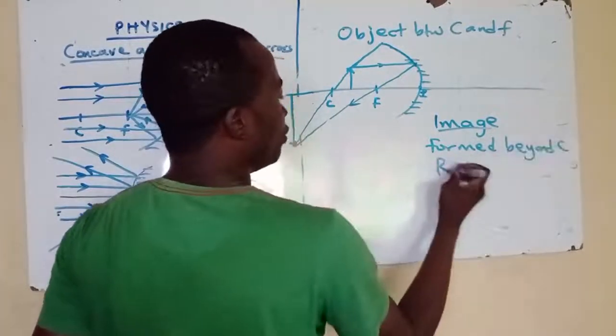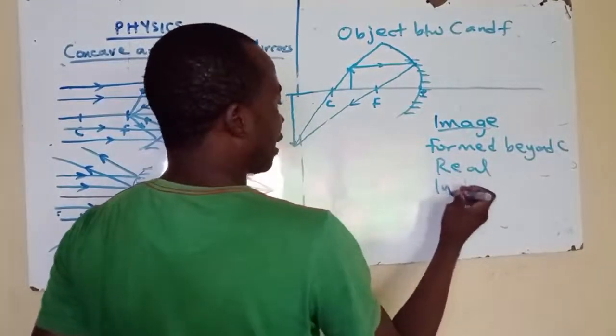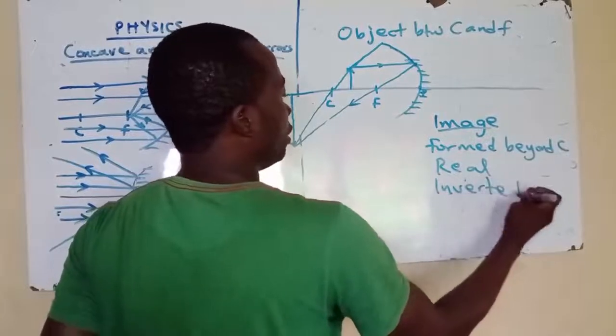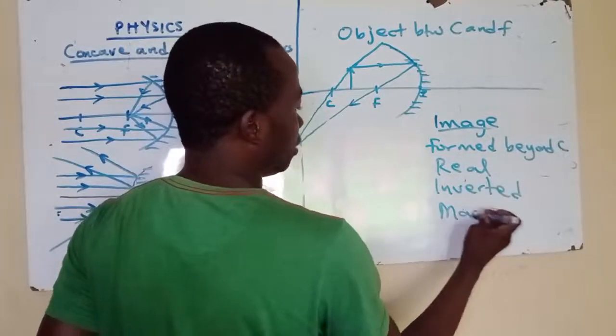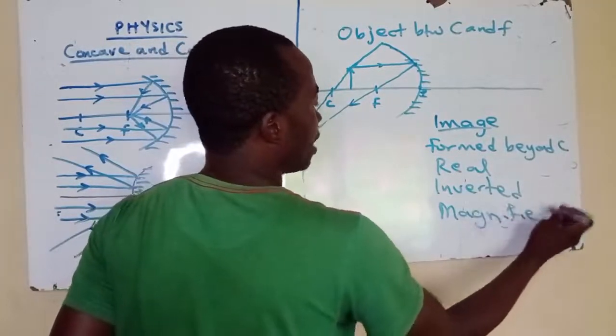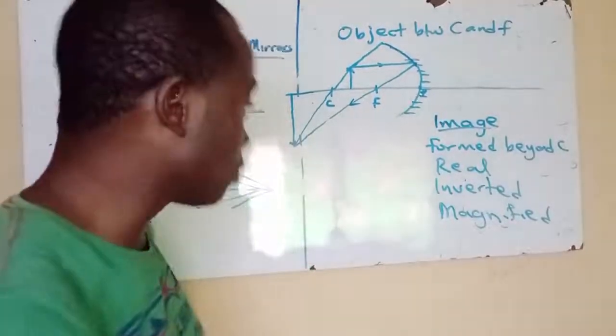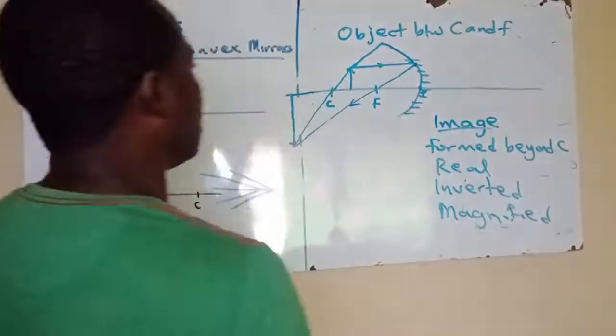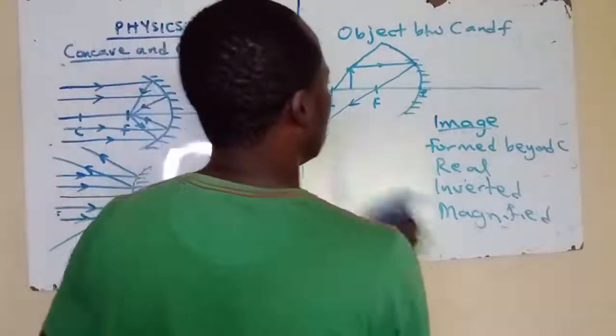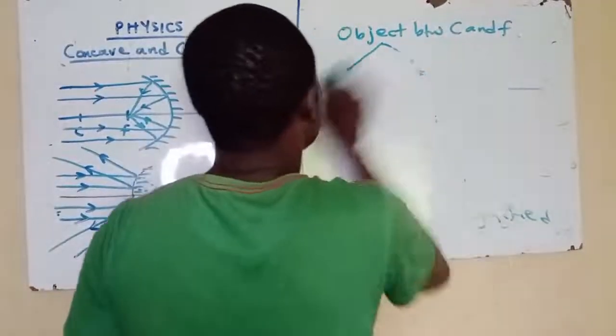It's going to be real, inverted, then magnified. Magnified means bigger than the object. This is almost the last one, second to the last one.